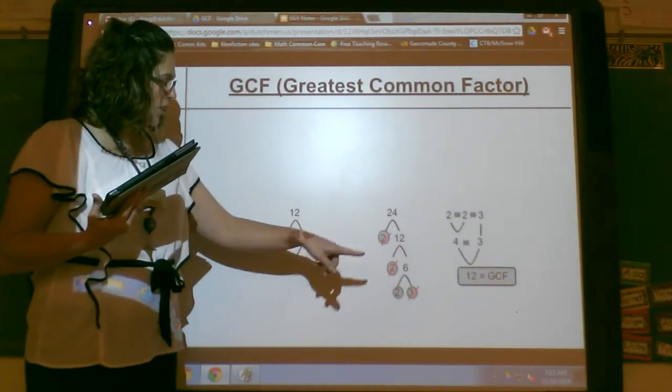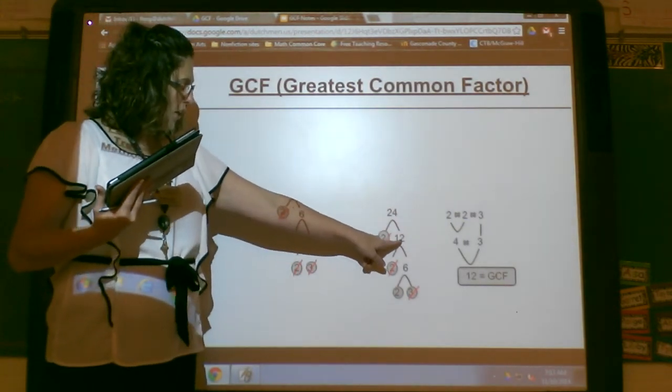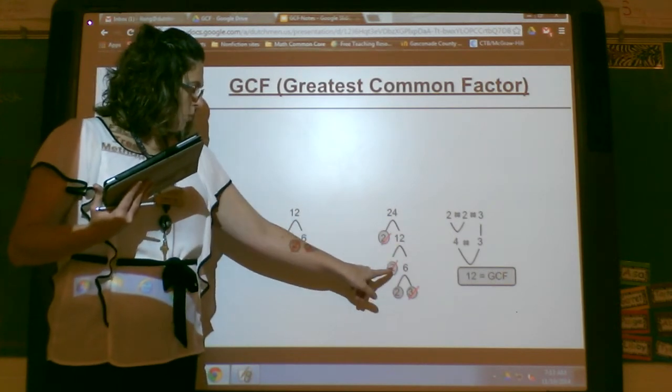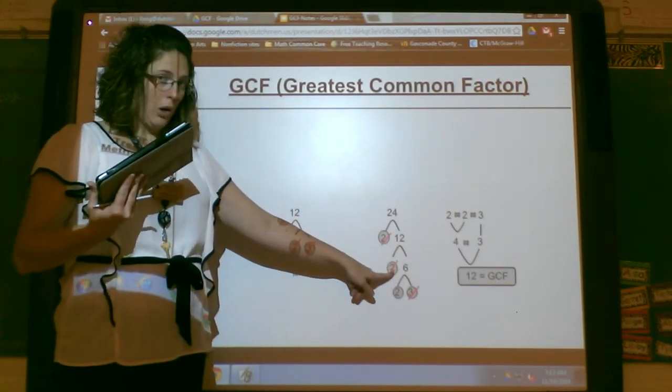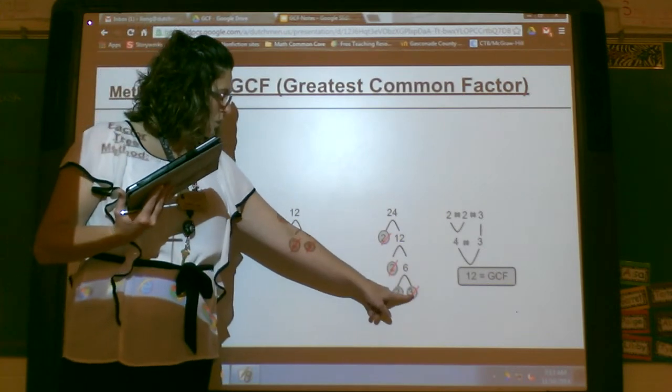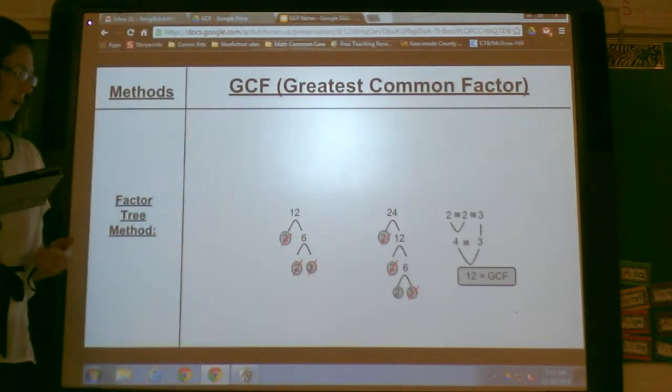Then we do the same thing with 24. We have 2 and 12. 2 is prime, we circle it. Then we have 2 and 6. 2 is prime, so we circle it. Then we have 2 and 3. So we circle those because they're prime.